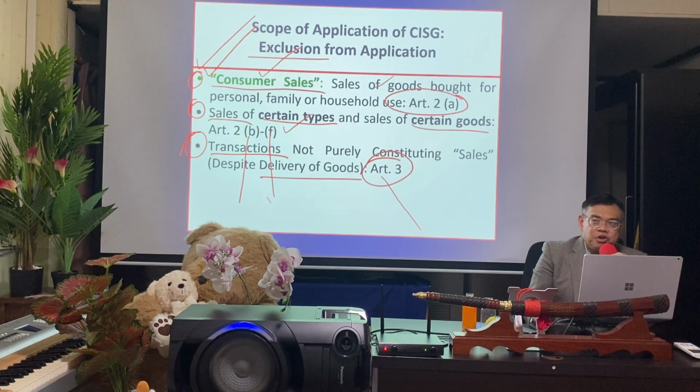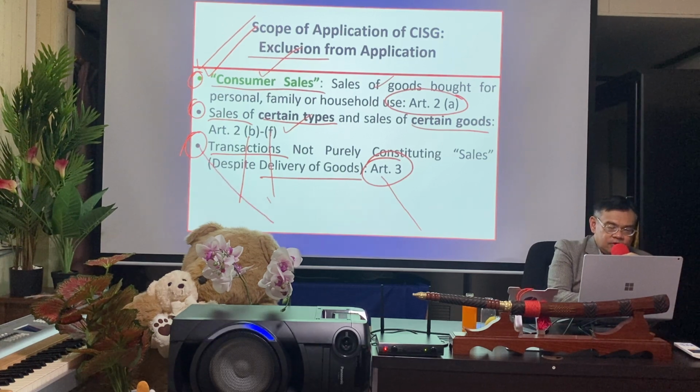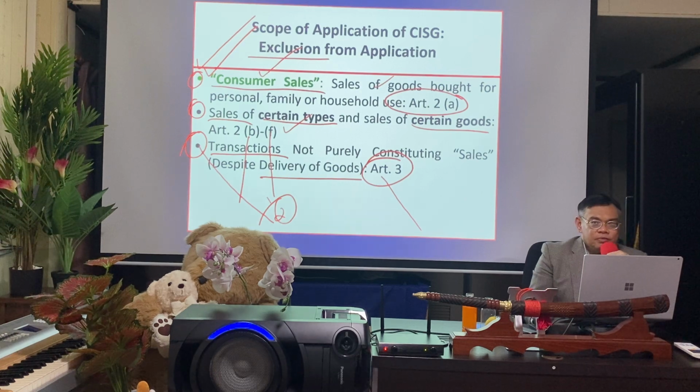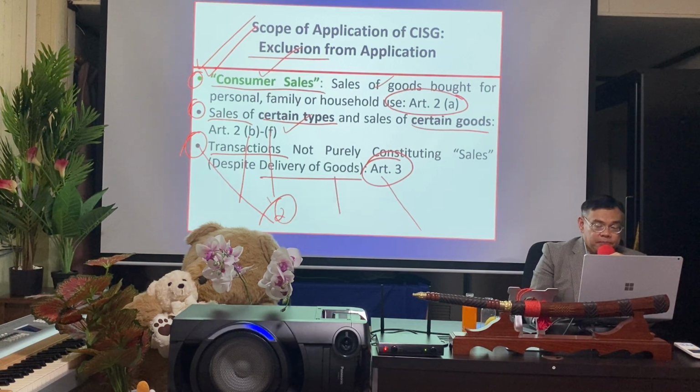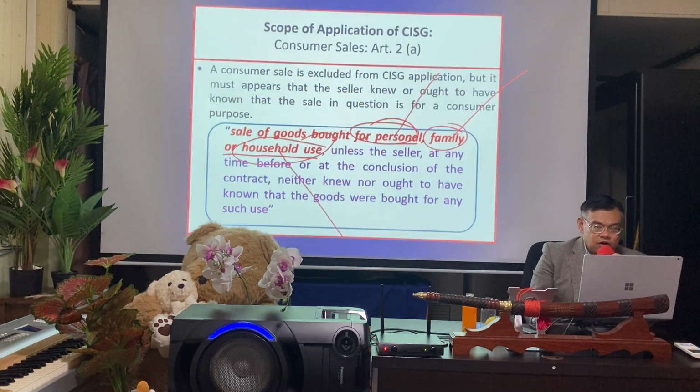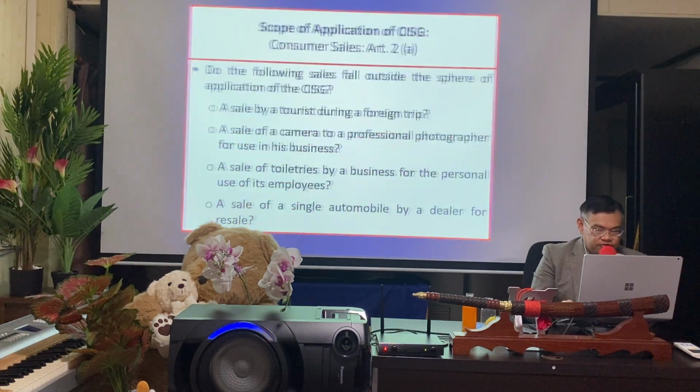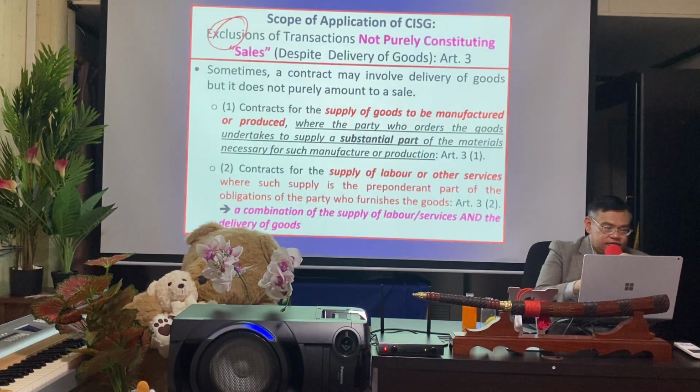Now we come to exclusion number 2. Another exclusion is this one. There are some transactions which look like sales at the beginning, but when we consider them carefully, we will know that they are not pure sales, even though they involve some delivery of goods. The CISG speaks of this in 2 scenarios. Scenario 1 is this.